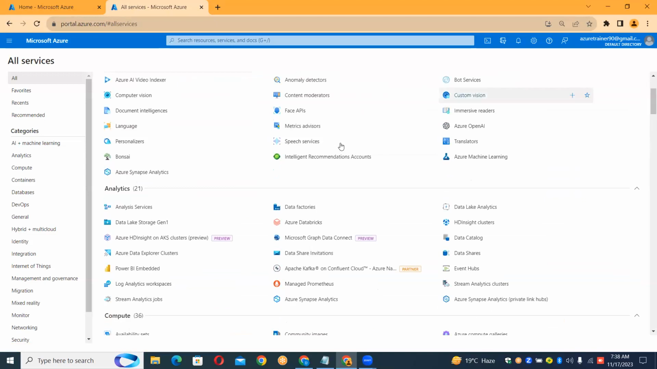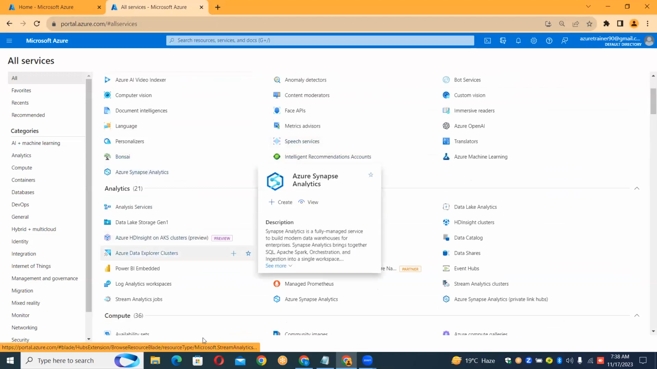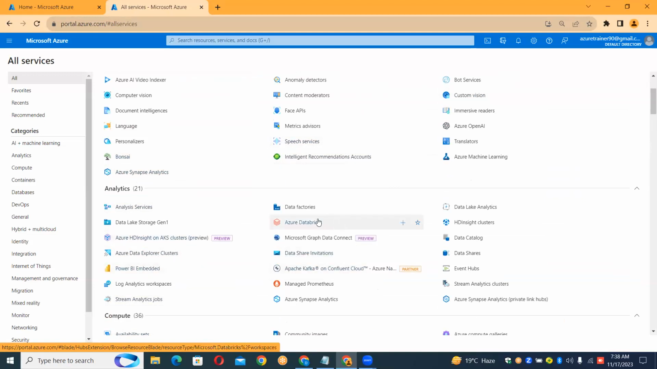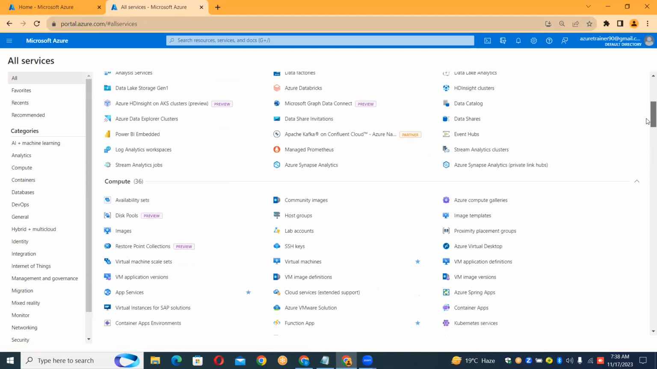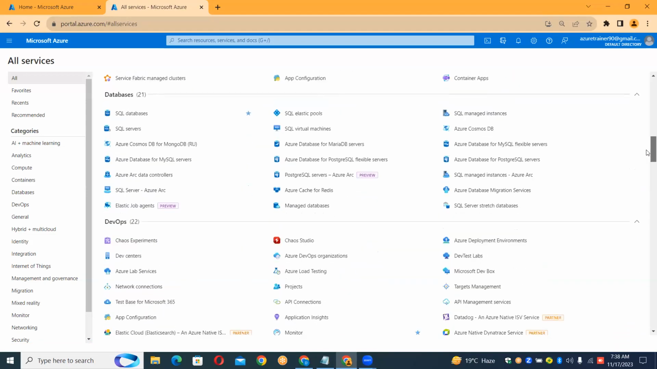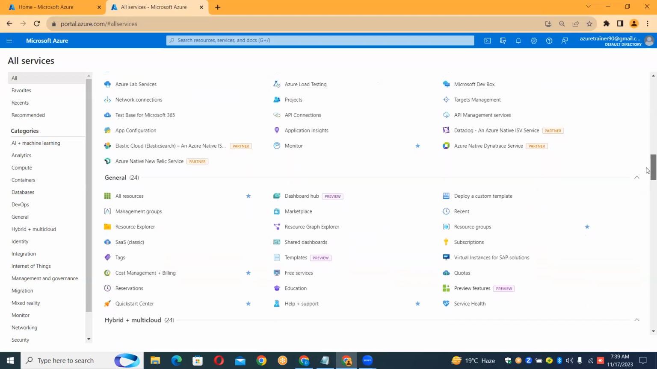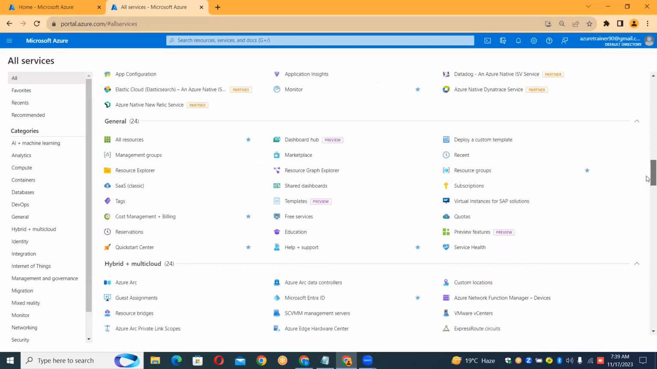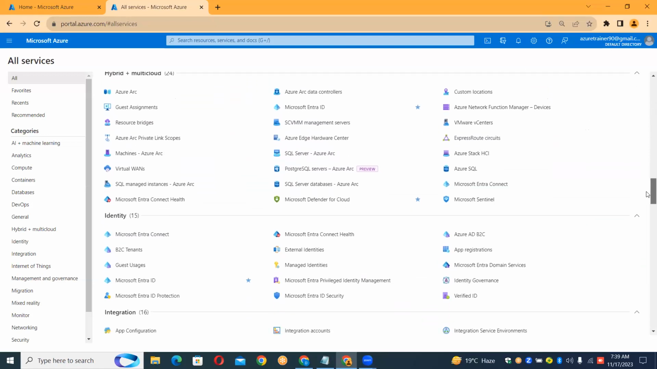You can see here, Azure Synapse is one storage, Synapse Analytics. Azure Databricks is one type of storage or service, you can say. Likewise, you have many others. These are all various services, and under them you have storages also. These are the categories of services.